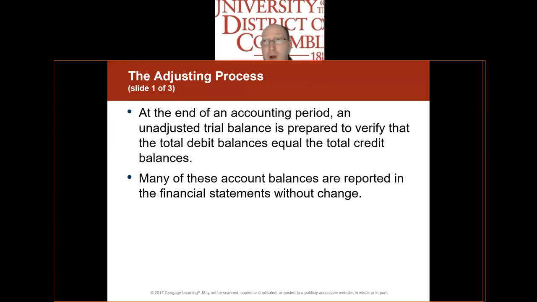But if you're running a medium or a large size business, you might wait until the end of the year to make your adjusting entries. But regardless of when it is, at the end of that accounting period, the unadjusted trial balance is prepared to verify that the total debit balances equal the total credit balances.